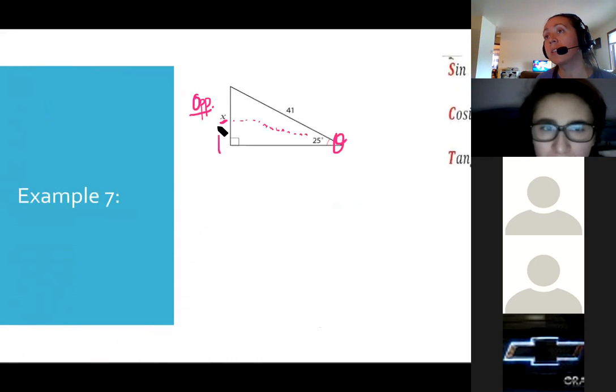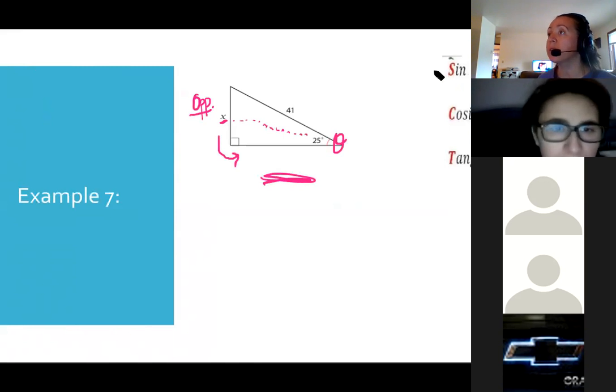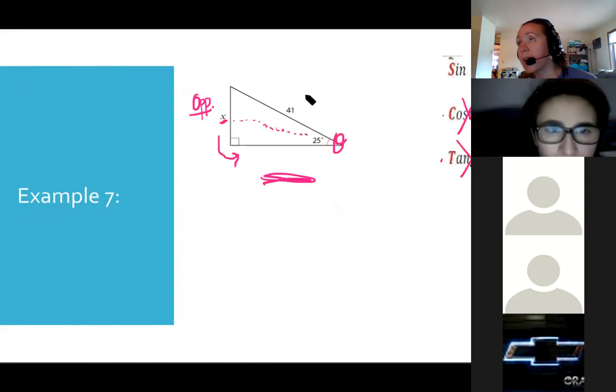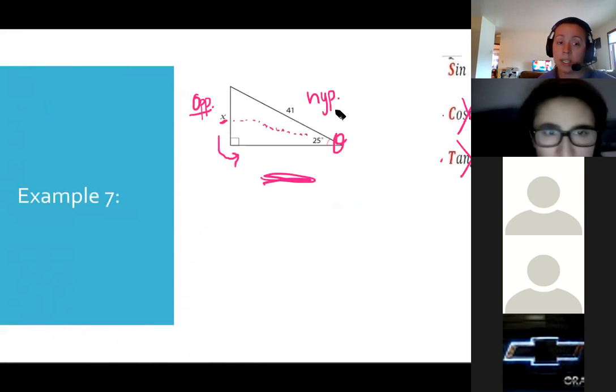Then I'm going to look next door to the adjacent. There's nothing there. So I don't have an adjacent. So every trig function that has an adjacent, I can cross it out because I know I'm not going to be able to use it. And then lastly, we have a hypotenuse. So that only leaves the sine. Yep, you're right. That only leaves sine.